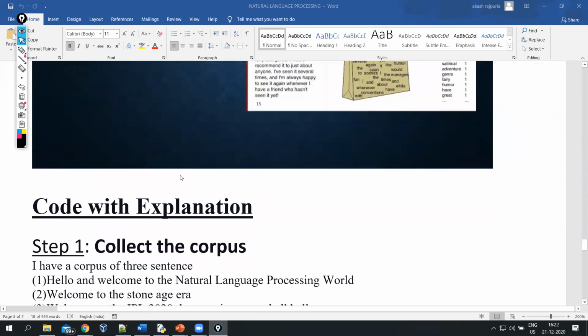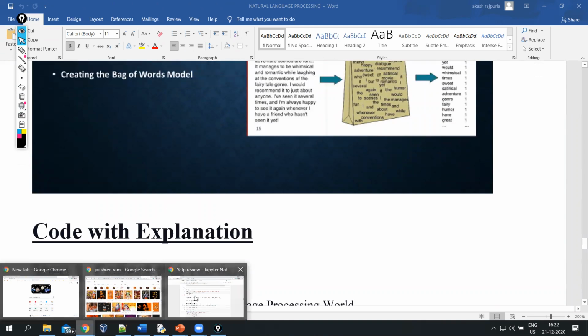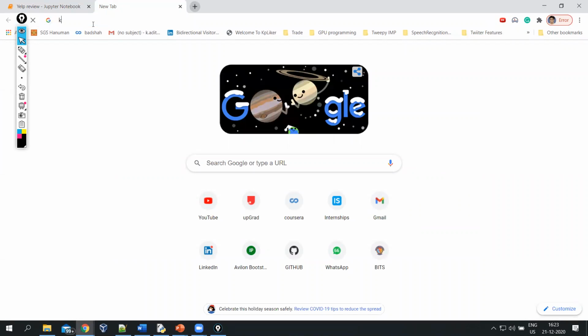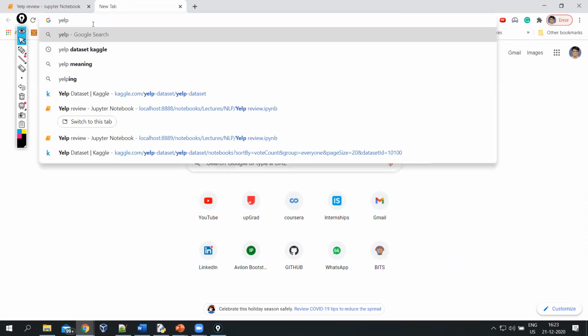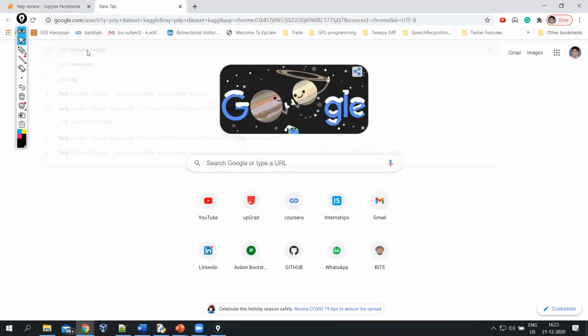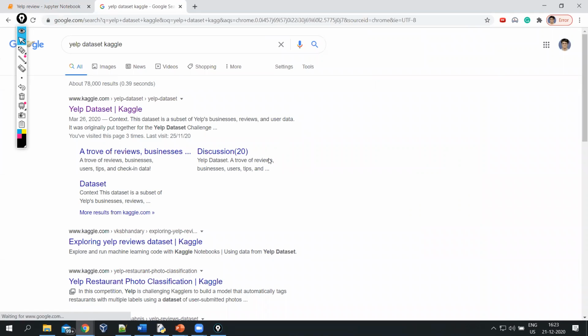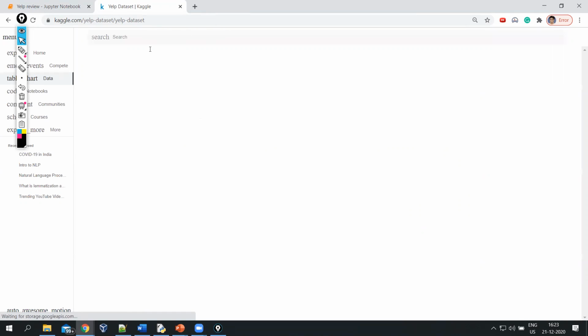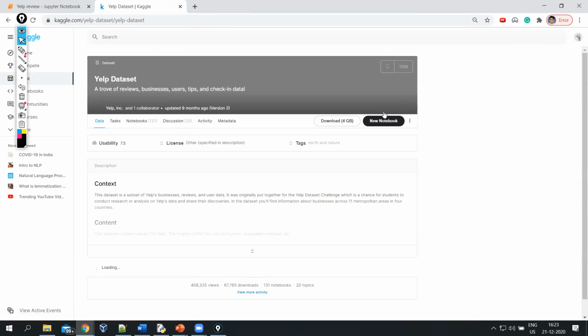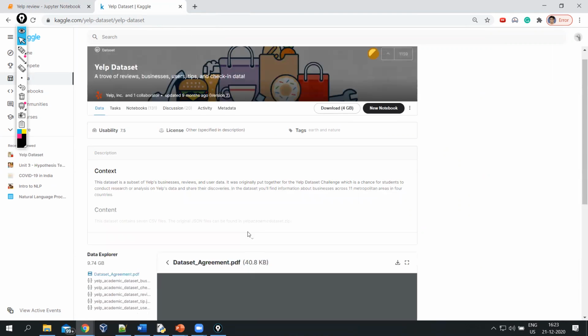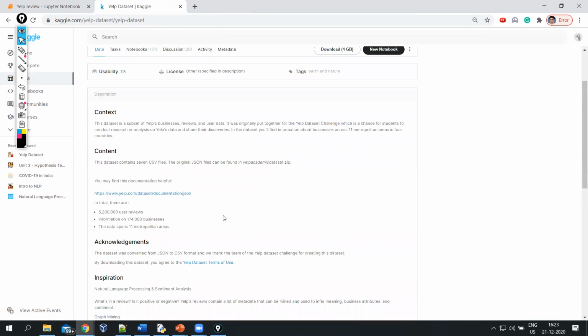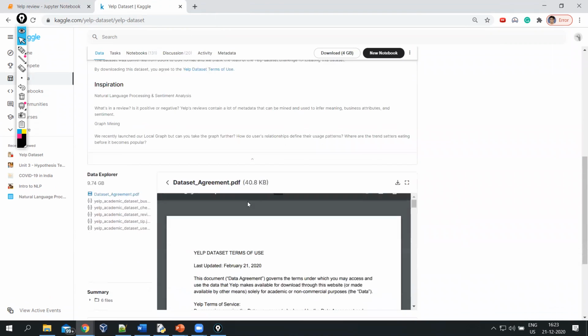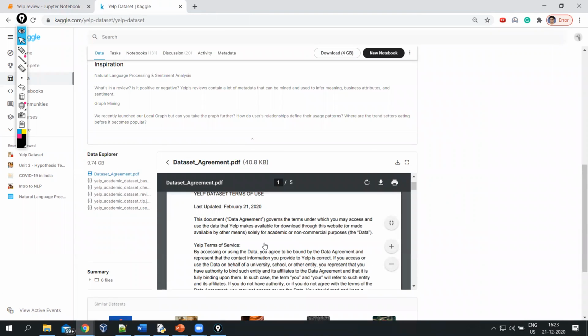But this is all about the bag of words model. So without going further, I will explain the complete case study now. You can download the dataset from here, the Yelp Kaggle dataset. This is a restaurant review dataset where we have multiple restaurants and approximately 10,000 reviews. You can download it and work with it.